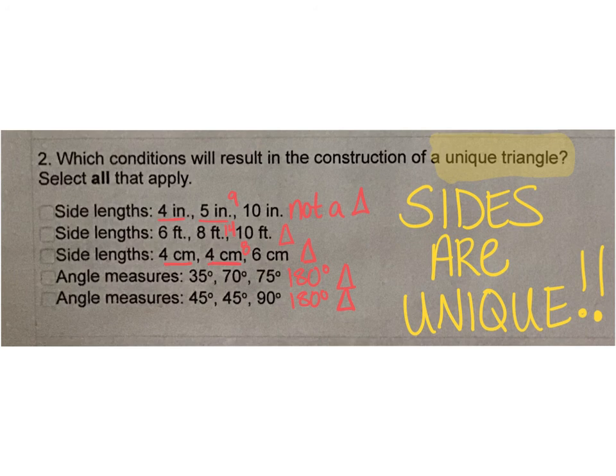So which answer choices gave us sides that make a triangle? The 6, 8, 10, and 4, 4, 6. This, yep, B and C. Now look, the bottom two do make a triangle, but they don't make a unique triangle. Does that make sense?